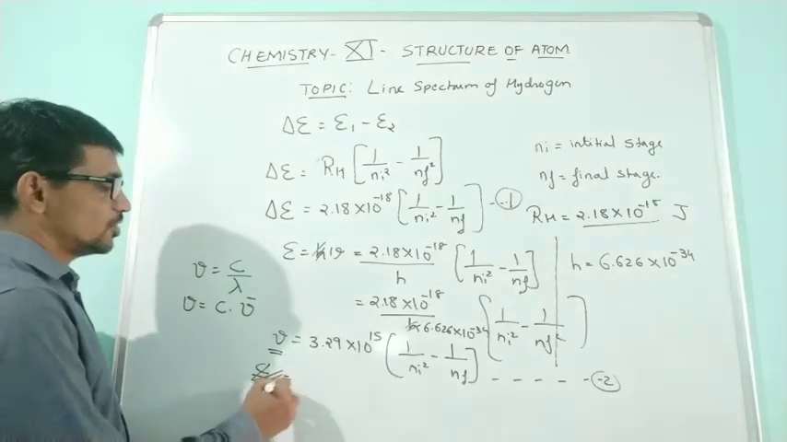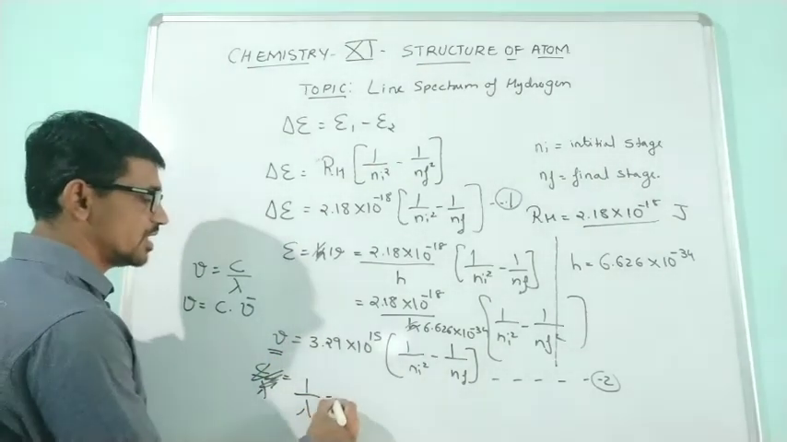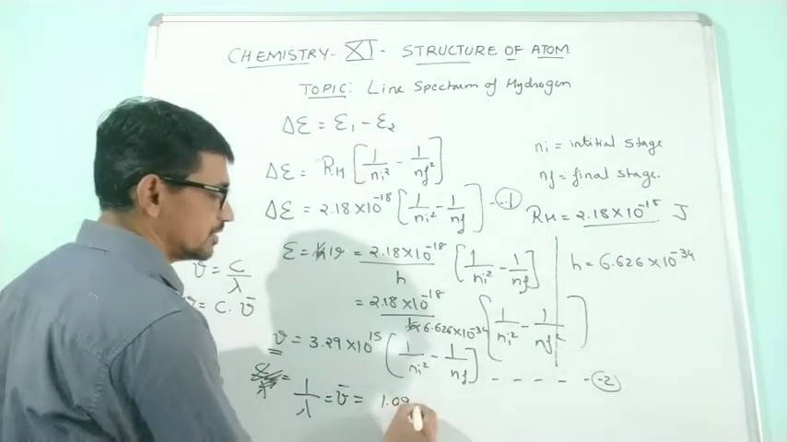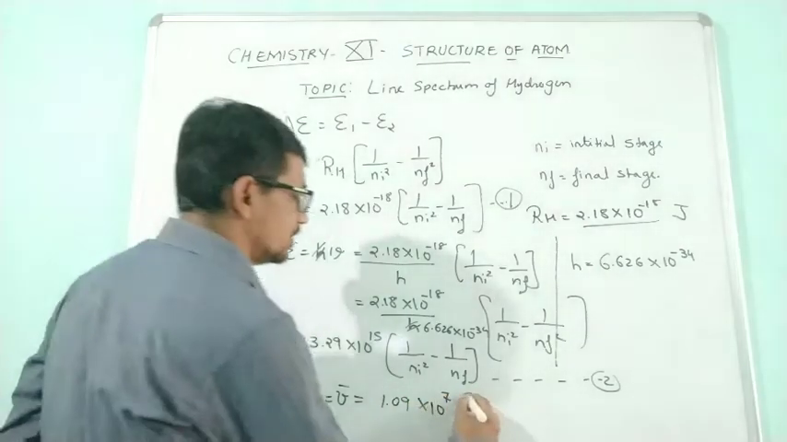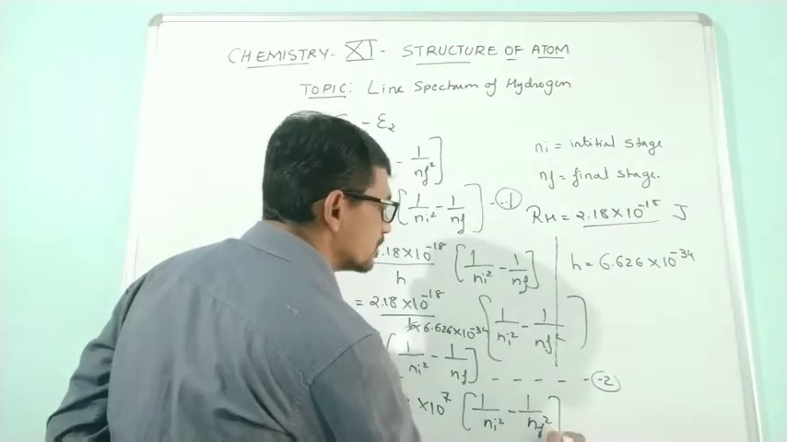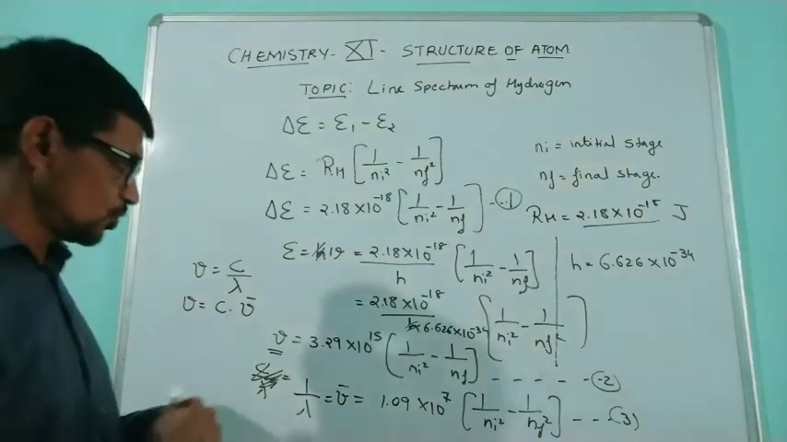So if you want the third equation related to wave number, then 1 by lambda is equal to v bar, which is equal to 1.09 multiplied by 10 raised to 7 into 1 upon Ni square minus 1 upon Nf square. So that is equation number 3. So we have 3 equations. You have to remember these numbers.